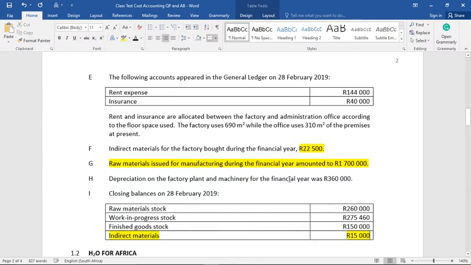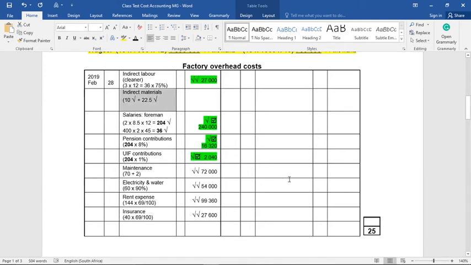We haven't used it. So we are now able to minus 15,000 from this calculation, meaning that the total indirect material we've used in this year would be 17,500. 10 plus 22.5 minus 15 gives you 17.5. Some of you just wrote 22.5. Okay, so please take note of that, a very popular calculation. Right, moving on.